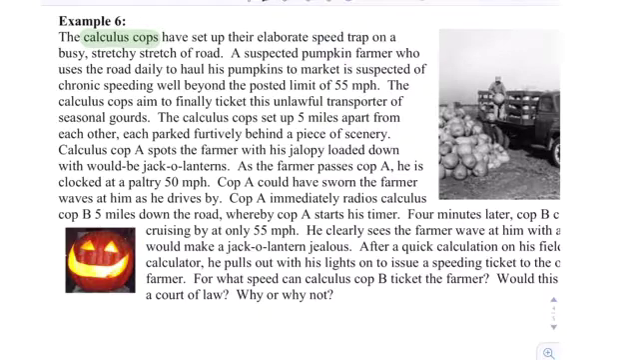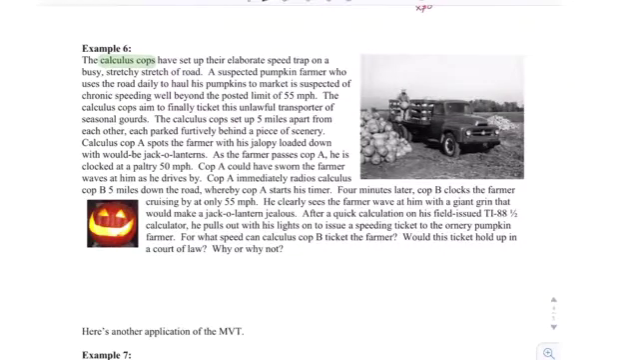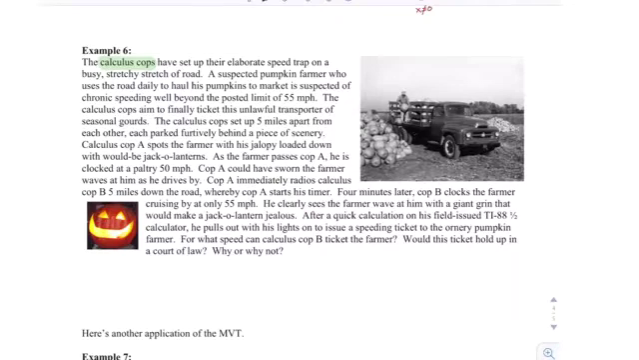Cop A, this is creepy. Cop A could have sworn that the farmer waved at him as he drove by, as if he knew he were there. Cop A immediately radios calculus cop B 5 miles down the road, whereby cop A starts his timer. Exactly 4 minutes later, cop B clocks the farmer cruising by at exactly the speed limit of 55 miles per hour. This time he clearly sees the farmer wave at him with a giant grin that would make a jack-o'-lantern jealous.